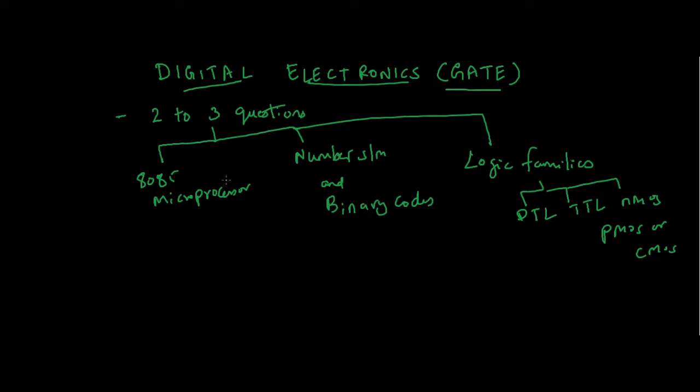You still have around 4 to 5 months for GATE preparation, so you can go once through this digital electronics topic, and then you can easily solve these 2 to 3 questions. One will be of 2 marks and the rest will be 1 mark each. So you are guaranteed 4 marks.